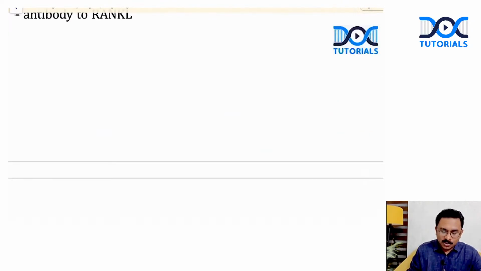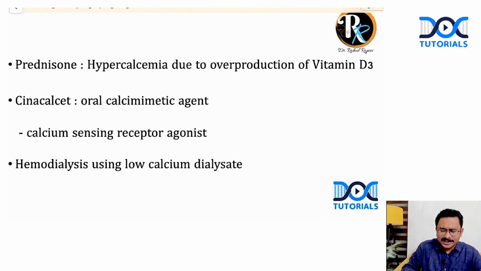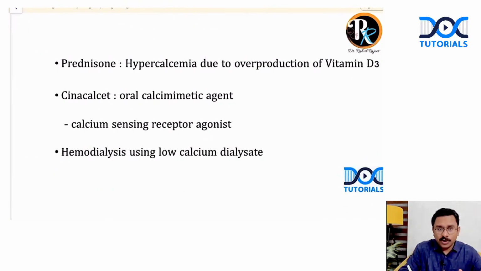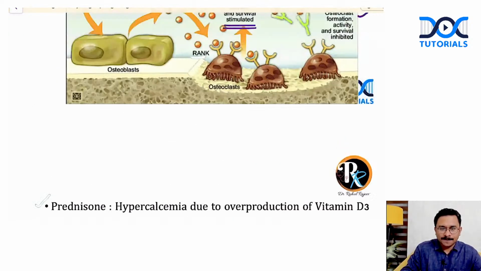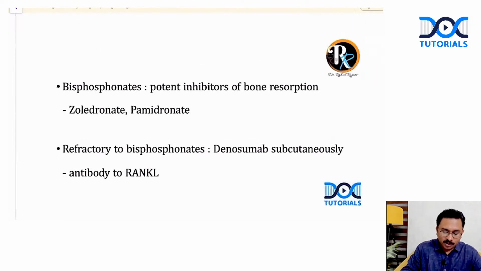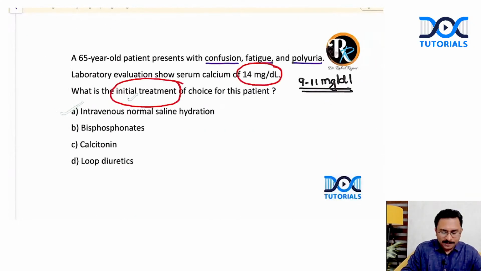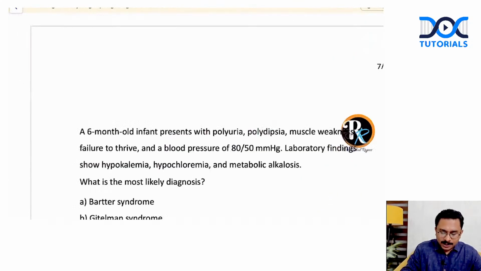Okay, so in certain refractory cases like sarcoidosis, lymphoma, you can also try steroids for hypercalcemia. And cinacalcet is another drug, an oral calcimimetic agent, which is a calcium sensing receptor agonist which inhibits the parathyroid hormone. That is another drug that can be given. Then hemodialysis using low calcium dialysate can also be considered, okay, in certain cases with renal involvement. Okay, so yeah, the answer for this question is option A. Next question.